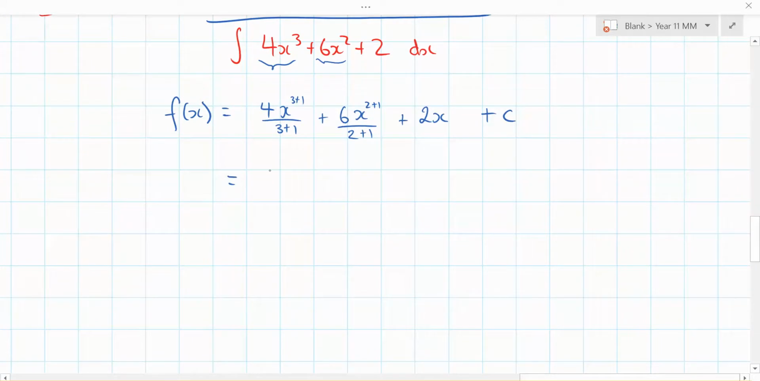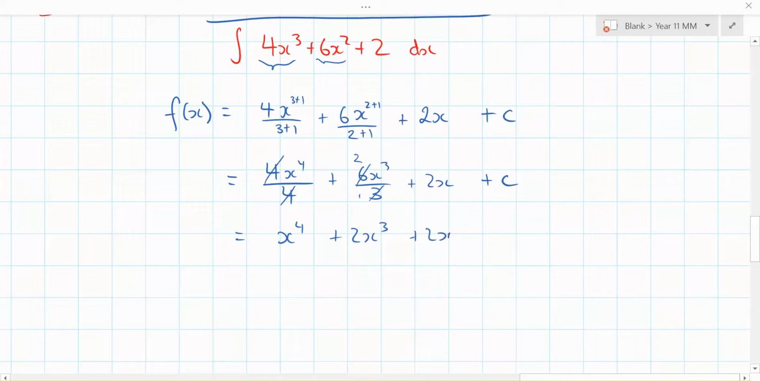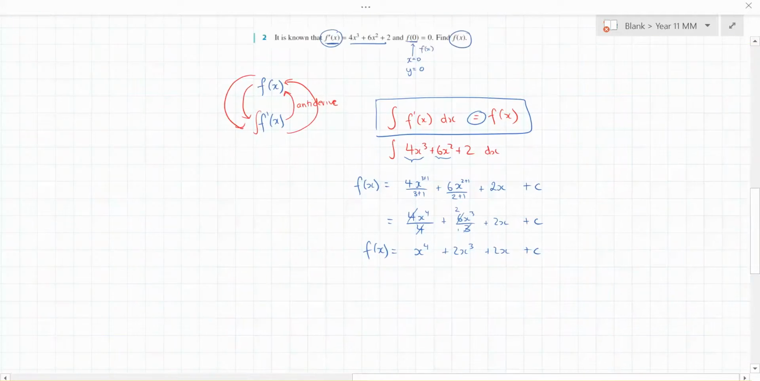Now let's simplify this. You've got 4x to the power 4 on 4 plus 6x cubed on 3 plus 2x plus c. 4 cancels out with 4. 6 divided by 3 is 2. This gives you x to the power 4 plus 2x cubed plus 2x plus c. That's my f of x. What I've just done is I've antiderived my derivative, it went backwards, and I found f of x.